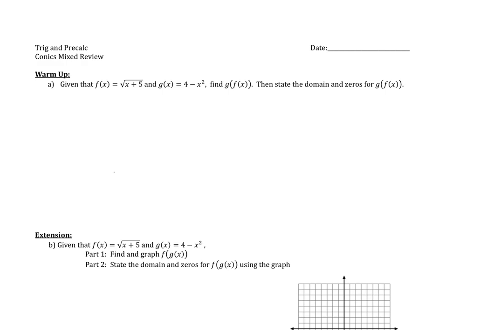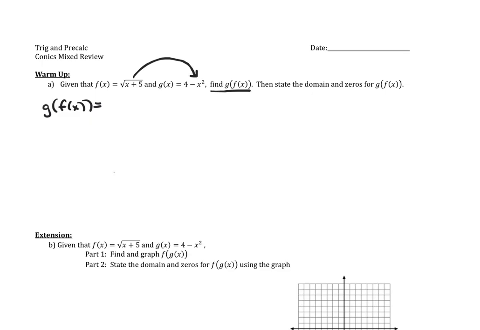Let's do a quick review of composition of functions. Given that f of x equals that square root function and g of x equals that quadratic function, first we want to find g of f of x. So remember, that means you're going to work from the inside out and you're going to take the f function and plug it into the g function.